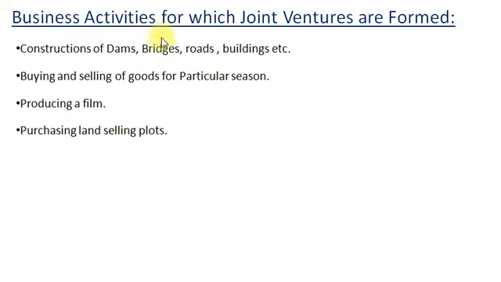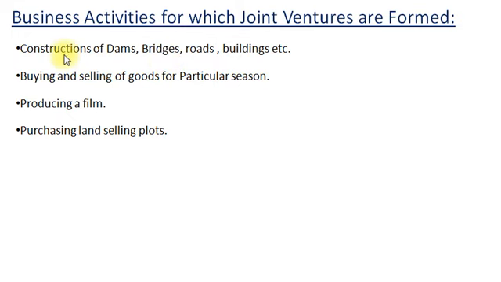Business activities for which joint ventures are formed. First, construction of dams, bridges, roads, buildings, etc. Buying and selling of goods for a particular season. Producing a film or a movie, and purchasing land and selling plots after its development. So dear students, here you can see the business activities in which we can form a joint venture.